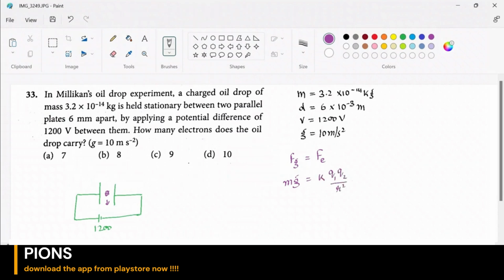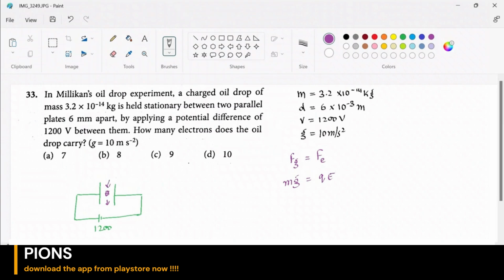But sir, what is the charge of the first one? We don't know. What's the charge of the second one? We don't know here. Okay. So what we will do here is modify our Coulomb's law in terms of electric field. How? We know that electric force can also be expressed as charge into electric field. What is the charge carried by this drop? And what is the electric field in this region?